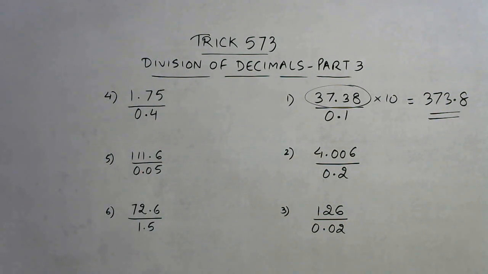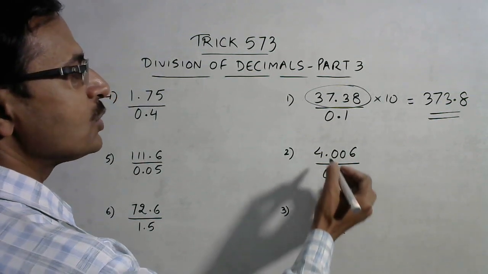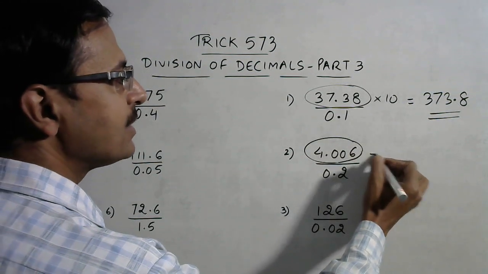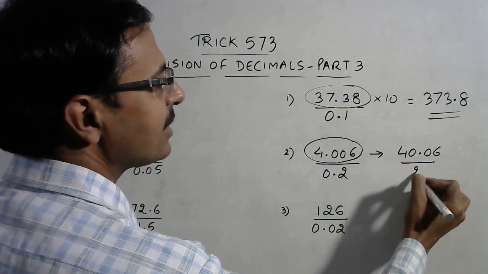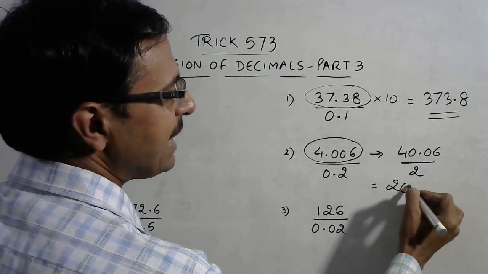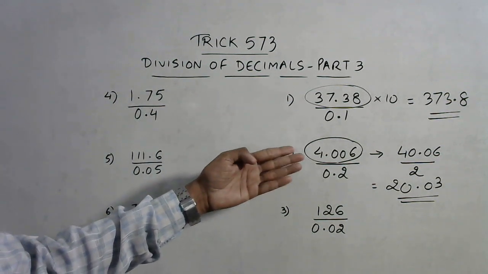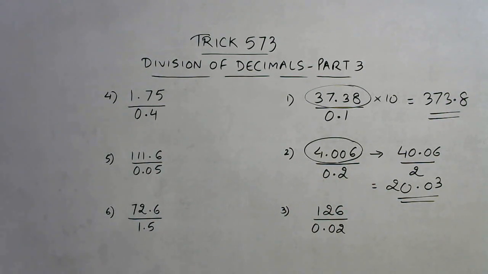Now what happens when it becomes 0.2? Now 0.2 is 2 upon 10. So again we have a 10 in the denominator. First of all shift this decimal one digit towards the right. That means it becomes 40.06, and then divide this result by 2, you get your answer. Half of 40.06 is 20.03. So you see, such a calculation, which seems to be large, 4.006 divided by 0.2, can be found so simply using these mental maths tricks.